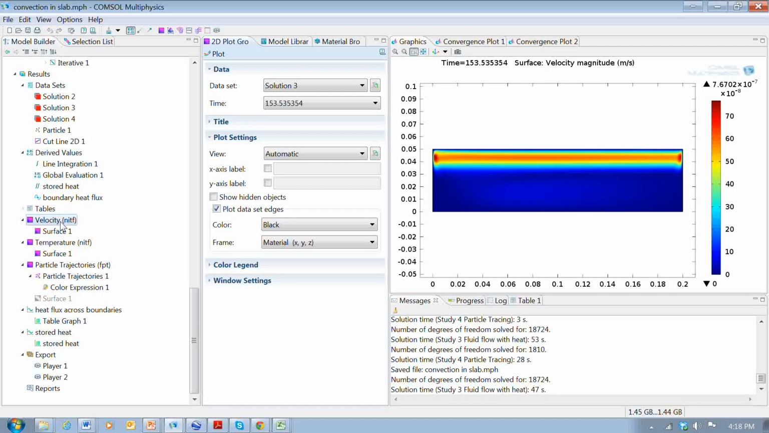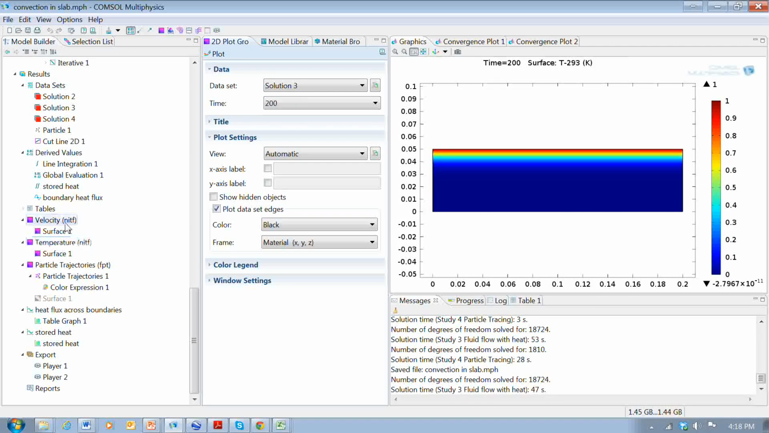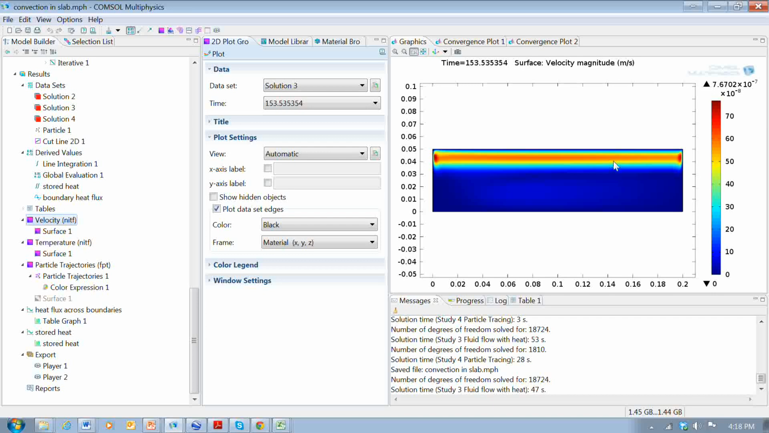If we plot the velocity, then you can see actually that there is some velocity. The highest velocity is right there, but take a look at the units here, 10 to the minus 8. So there is some velocity, but it's really small. And what's happening is we're heating up this layer of water, and it's expanding, and the thermal expansion causes the fluid to flow. Very small amount.